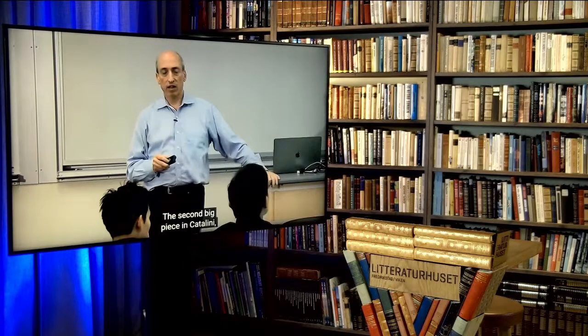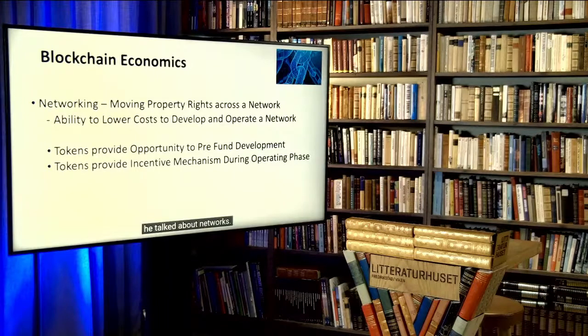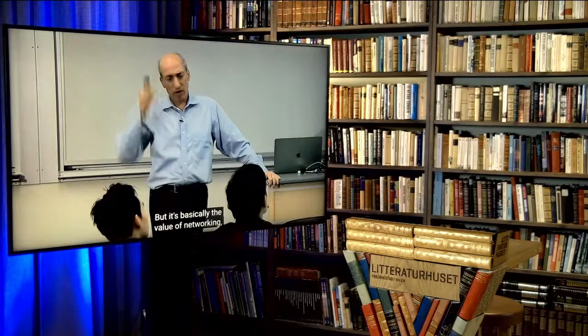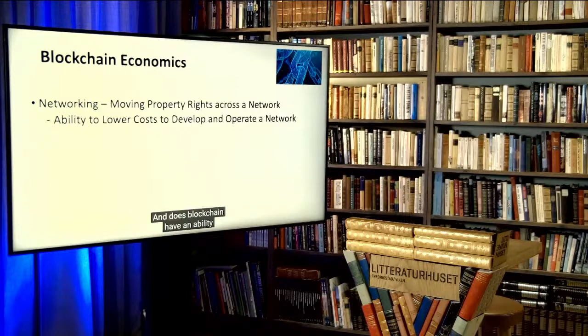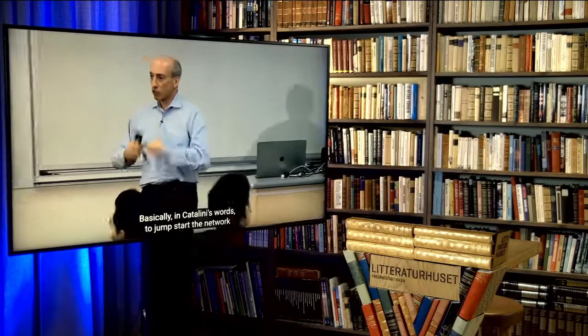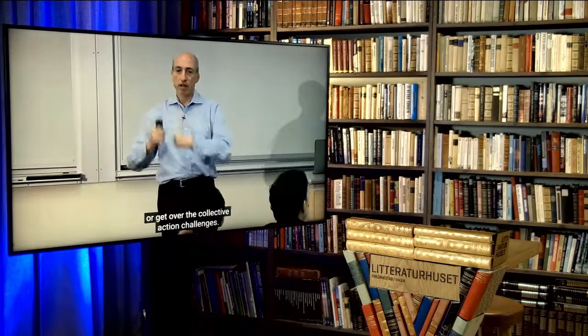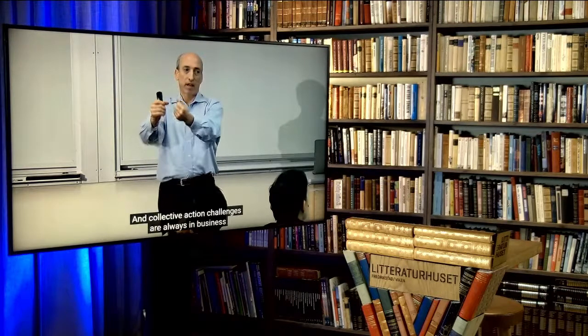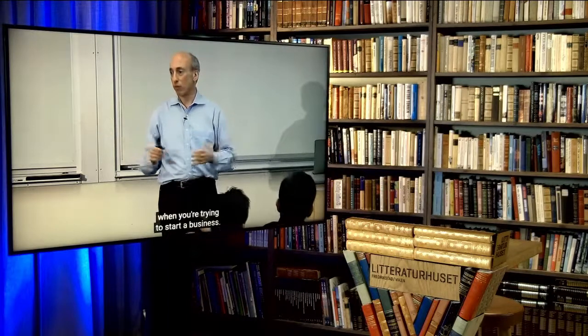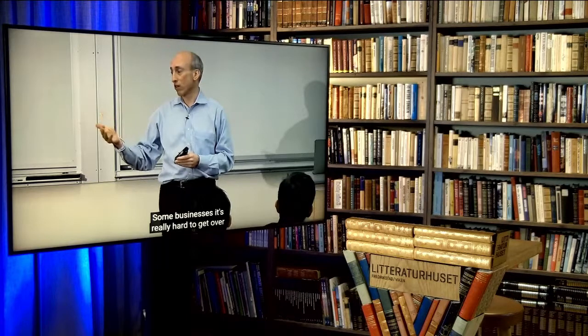The second big piece in Cannellini, he talked about networks. Now, these are my words, not his, but it's basically the value networking, moving property rights. Again, because I'm thinking blockchain is about property rights. Moving some property right or computer code that's going to trigger a smart contract that's going to be installed and move some property rights around. And does blockchain have an ability to lower the cost to develop or operate the network? Basically, in Cannellini's words, to jumpstart the network or get over the collective action challenges. And collective action challenges are always in business when you're trying to start a business. Some businesses, it's really hard to get over the collective action issues.